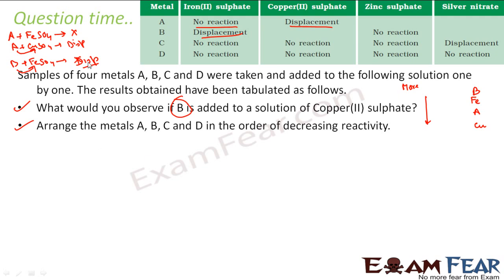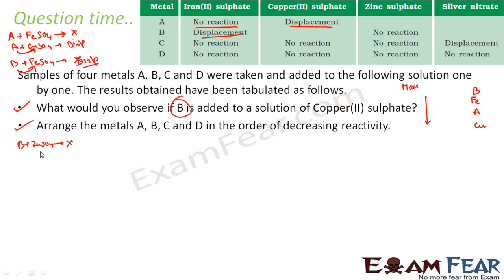Correct? B is stronger than iron. That is, B is able to displace iron sulfate. This is done. When B reacts with zinc sulfate, there is no reaction. So I will write here B with zinc sulfate, no reaction. That is, B is weaker than zinc sulfate, right?